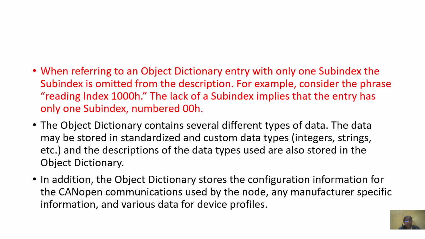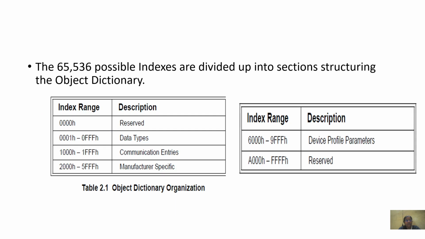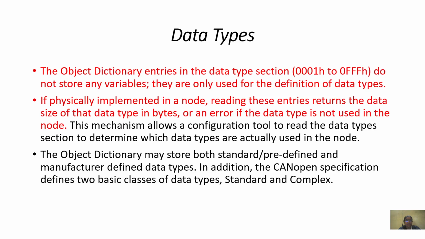So this is the organization of the object dictionary. From 0000 it is reserved, 0001 to 0FFF data types. Again, 1000 to 1FFF communication entries, 2000 to 5FFF manufacturer specific entries, 6000 to 9FFF device profile parameters, and the rest is reserved.